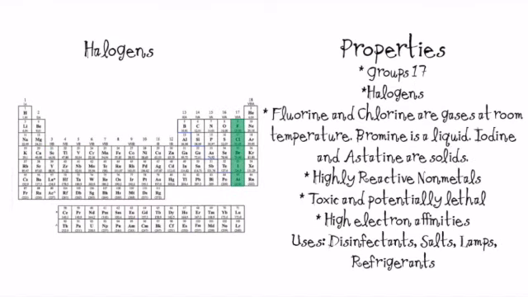Next is group 17. These are the halogens. Fluorine and chlorine are gases at room temperature. Bromine is a liquid, and iodine and astatine are solids. They are highly reactive nonmetals. They are toxic and potentially lethal. They have high electron affinities, meaning they will take electrons from other atoms. Some of the uses are disinfectants, salts, lamps, and refrigerants.